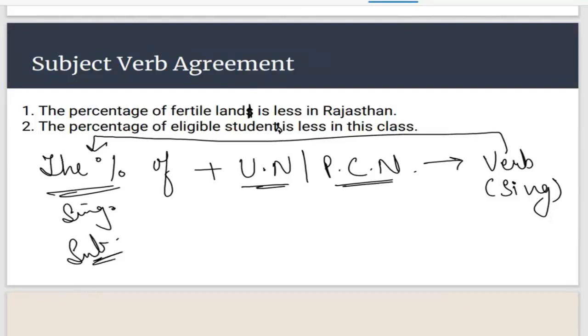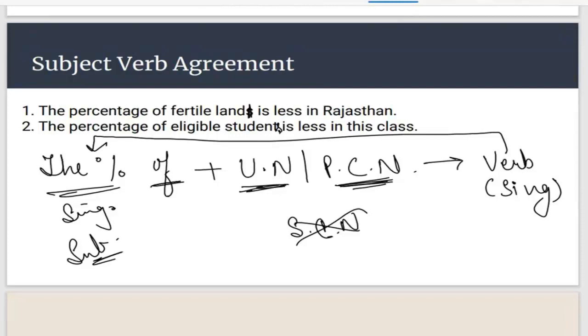Here the subject of the sentence is the percentage, and the percentage is a singular subject, so the verb will always be singular. Second thing, in the percentage of, of is a preposition here. So after the preposition, you can either use an uncountable noun or a plural countable noun. We do not use a singular countable noun with the percentage of. Is this clear to all of you?